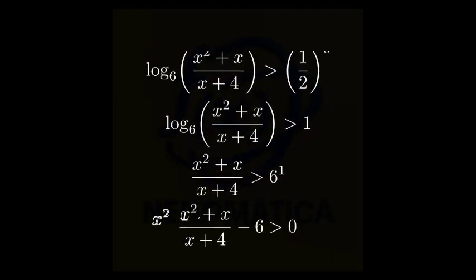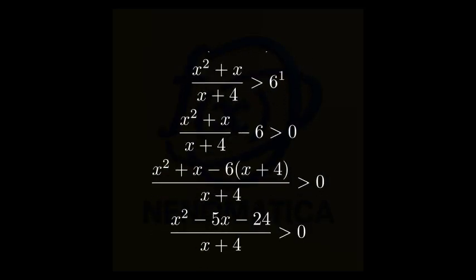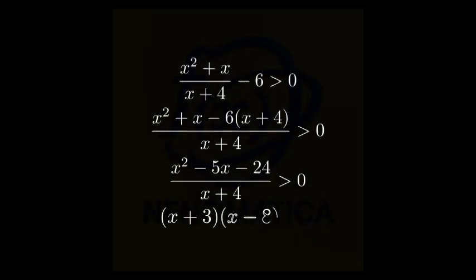Step 4. Subtract 6 as a single fraction over x plus 4. This gives a rational inequality greater than 0. Step 5. Factor the numerator. We need two numbers that multiply to -24 and add to -5. That is +3 and -8.